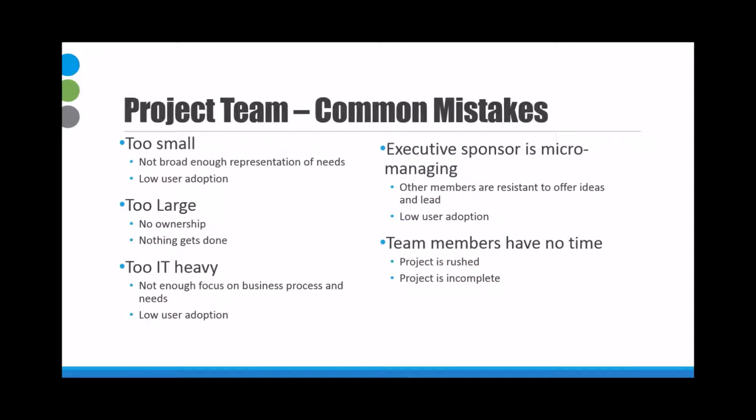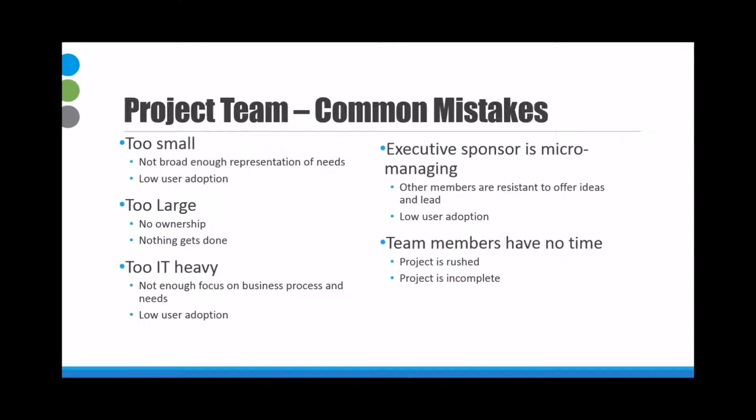So the first one is that the team is too small. Naturally, if the team is very small and not made up of users that represent all the areas of the business, you likely won't gather the most appropriate or the most in-detail requirements for the project and for what the system needs to do. And this oftentimes can lead to low user adoption. When the project team is very small, there's not a lot of visibility. A lot of people don't necessarily know that the project is going on, and then oftentimes that leads to low user adoption.